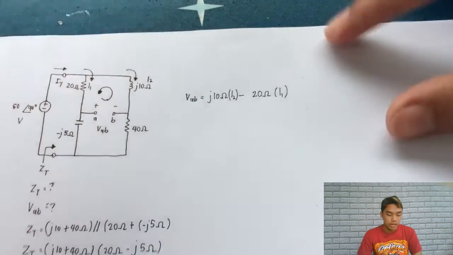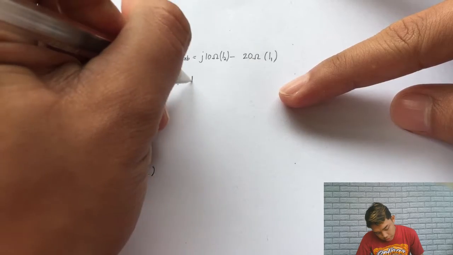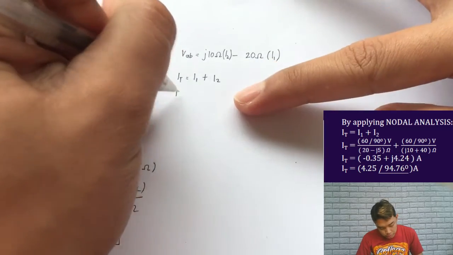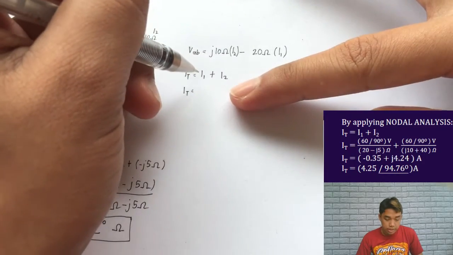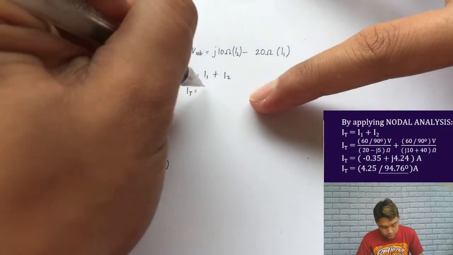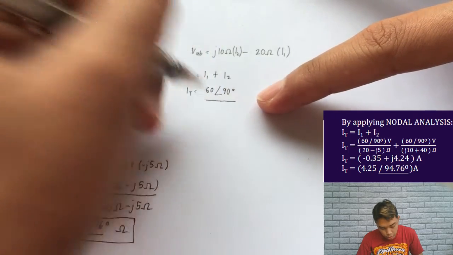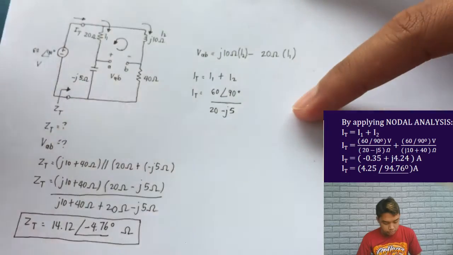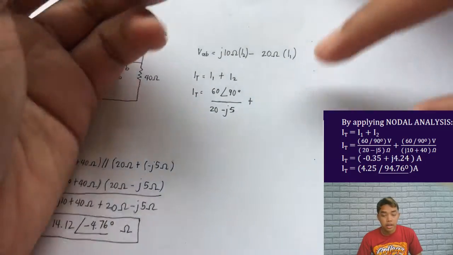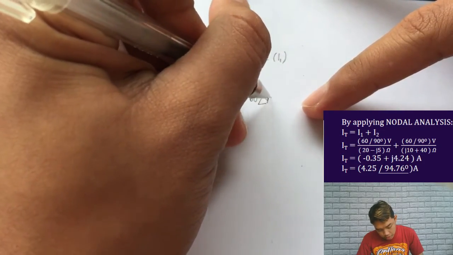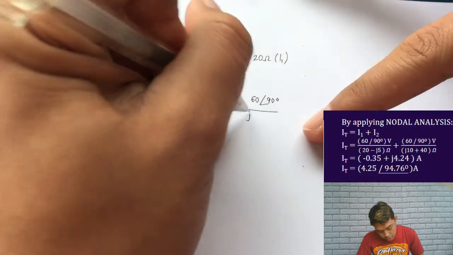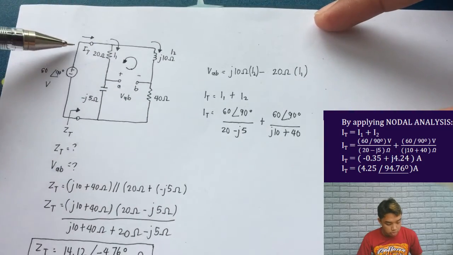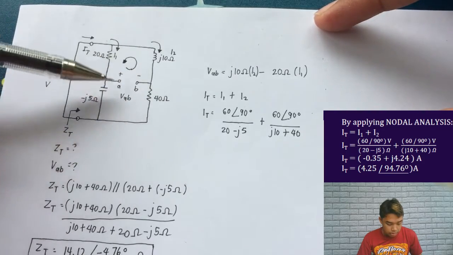So next is the nodal analysis. We apply nodal analysis. We know that IT is equal to I1 plus I2. So this is a technique combining mesh and nodal analysis. We all know that I1 is equal to V over R, where our voltage is 60 at 90 degrees over the elements here, so we have 20 minus j5. Plus I2 equals V over R again. Our voltage here is 60 at 90 degrees all over j10 plus 14. Why do we use this 60 at 90 degrees? Because we know that the voltages here are parallel.